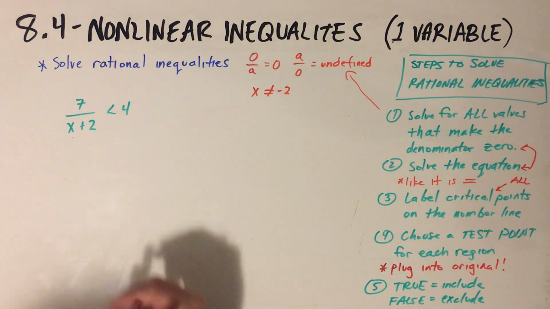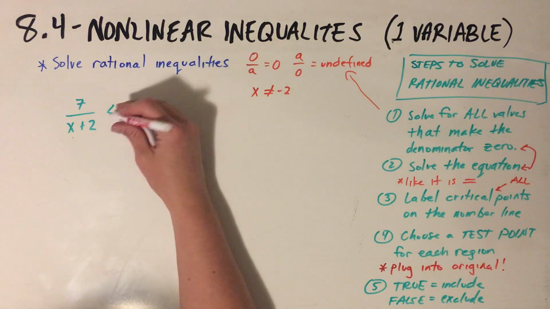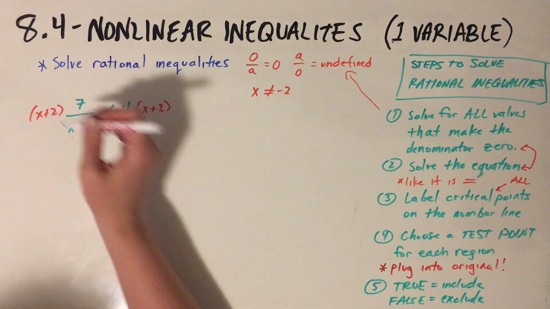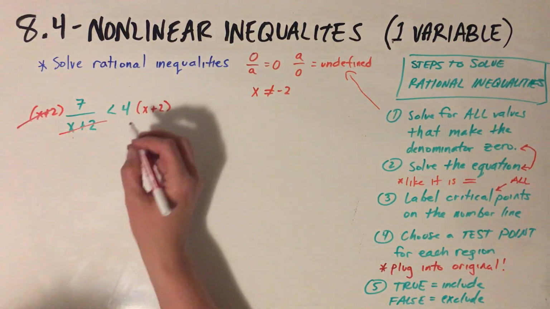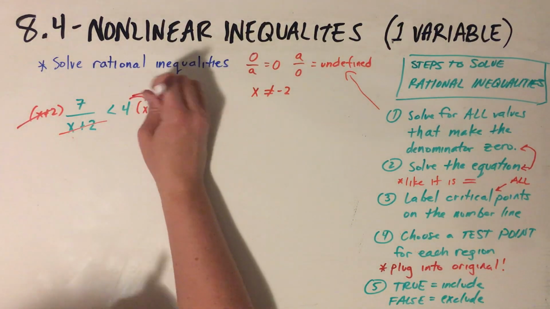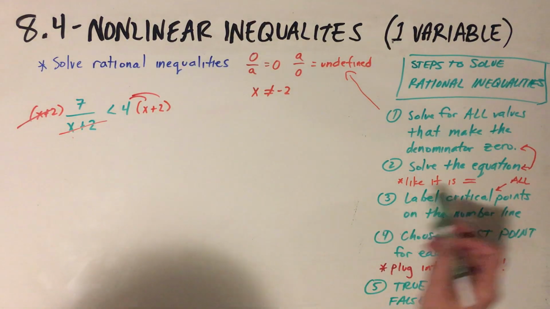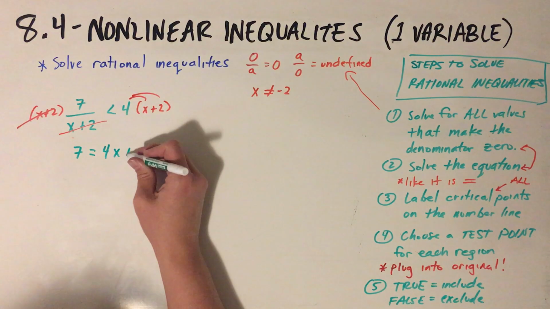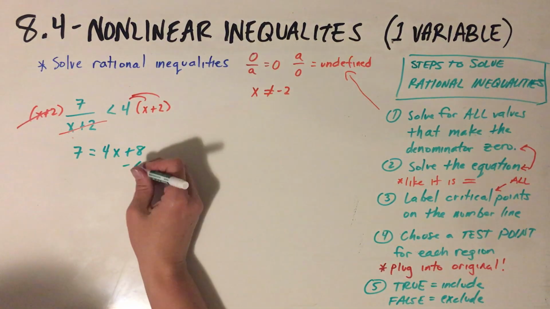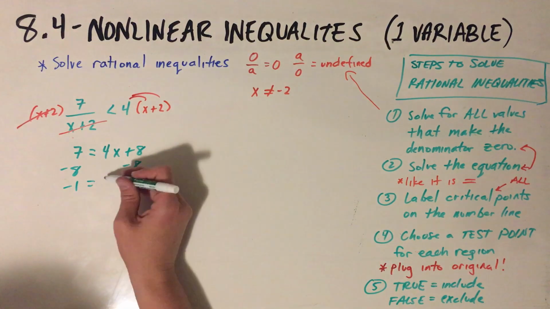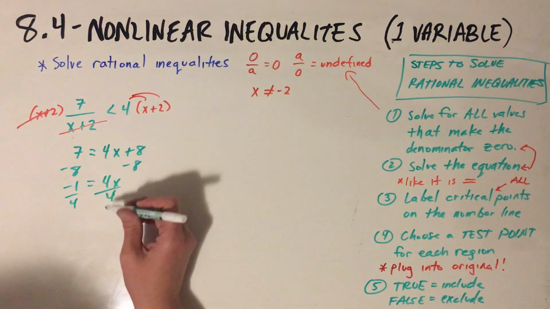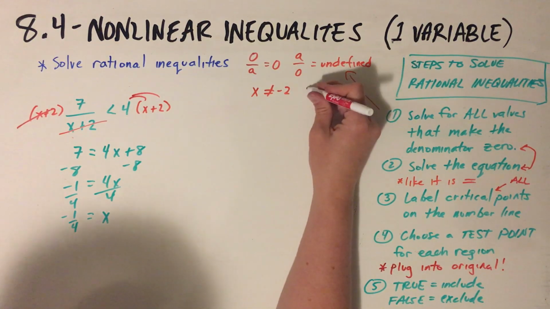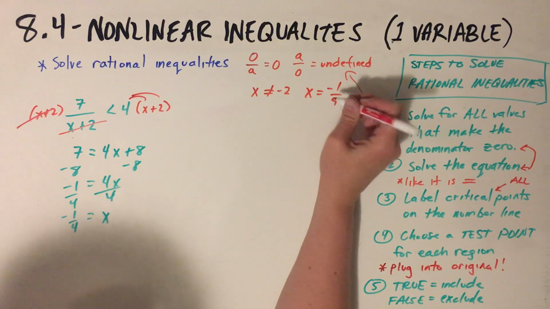Now I'm going to solve this equation as is and just pretend like this says equal to. To get rid of the x plus 2, I'm going to multiply both sides by x plus 2, because that will cancel top to bottom, and then I'll need to distribute here. Again, I'm just going to treat this like it's equal to. I'm going to have that 7 is equal to 4x plus 8. Fantastic. So keep solving here. We've got negative 8, so negative 1 is equal to 4x. Divide by 4, and x is equal to negative 1/4. So this is another value. These now are all my critical points.